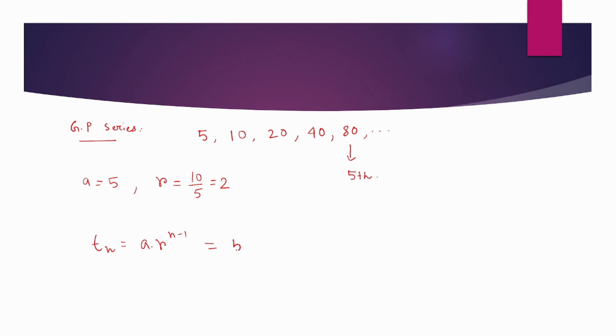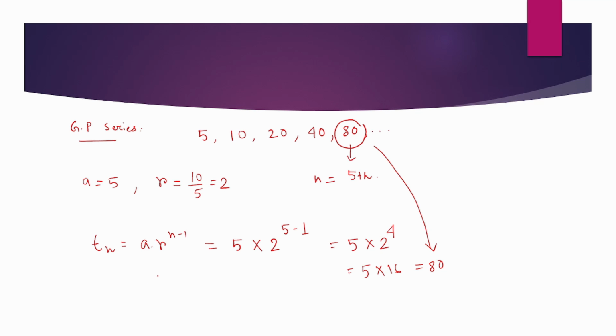So let's try to see what would be the value of this Tn. Tn is 5, that is a, multiplied by r, which is 2, to the power n minus 1. Here n is 5, because we want to find out the fifth term, which is 80 here. So n minus 1 is 4. So 5 into 2 to the power 4, which is 5 into 16, which is 80. You can see that these values are equal. So this is how we can calculate the nth value.